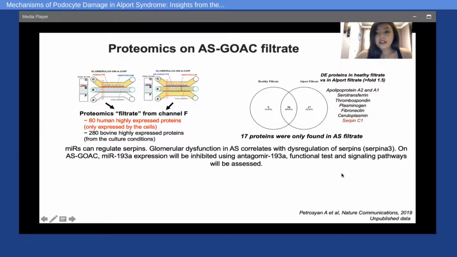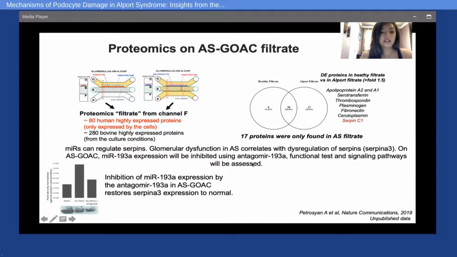Now, miRNAs can regulate serpins. Glomerular dysfunction in Alport syndrome correlates with the dysregulation of serpins. So we wanted to check if we target miR-193a, would this directly affect the serpin expression as well? So what we've done is we've given antagomirs to the Alport glomerulus-on-a-chip.